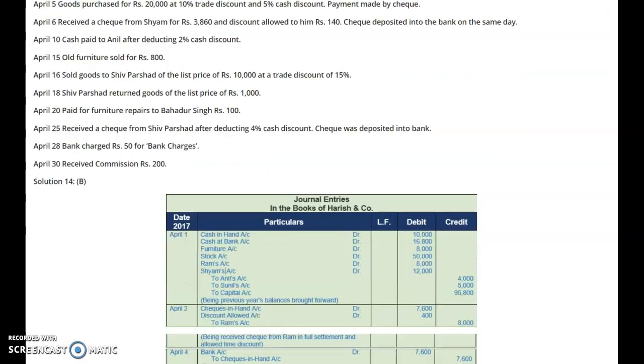See how this entry will be recorded. Cash in hand account is to be debited, cash at bank is to be debited, furniture is to be debited, stock is to be debited, Ram is to be debited, Sham is to be debited. These are all the assets.